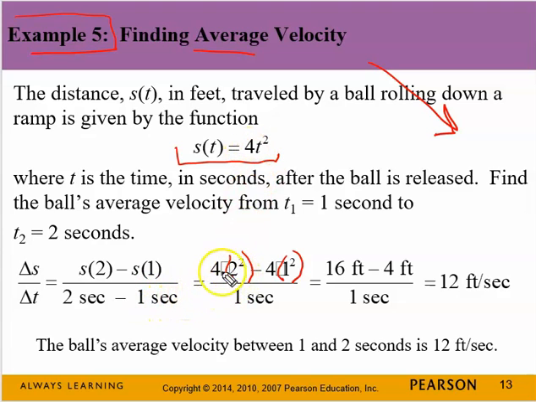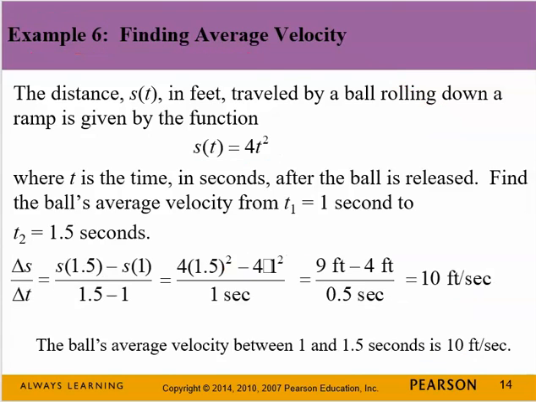So 4 times our second is 2. 2 to the second power is 4. 4 times 4 is 16. And then 1 squared is 1. 1 times 4 is 4, and subtracting gives negative 4. So this gives us 12 for the top. And then 2 minus 1 for our bottom is 1. So 12 over 1. A ball's average velocity between 1 and 2 seconds is 12 feet per second. Again, pause, take some notes.